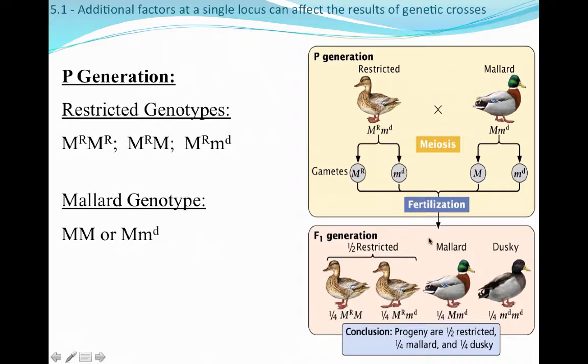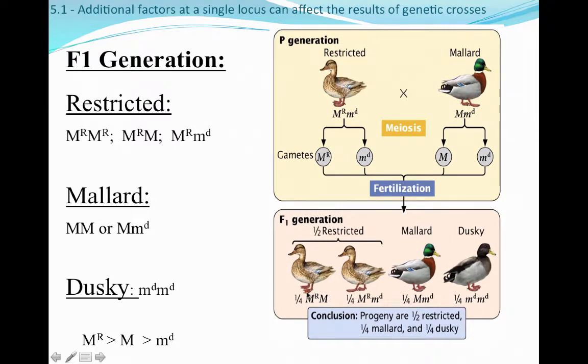pass on both of those alleles, and in the F1 generation, we would actually get a 1-to-1-to-1-to-1 ratio from a genotypic standpoint. So we've got a quarter of them that are going to be MRM and a quarter of them that are going to be MRMD.